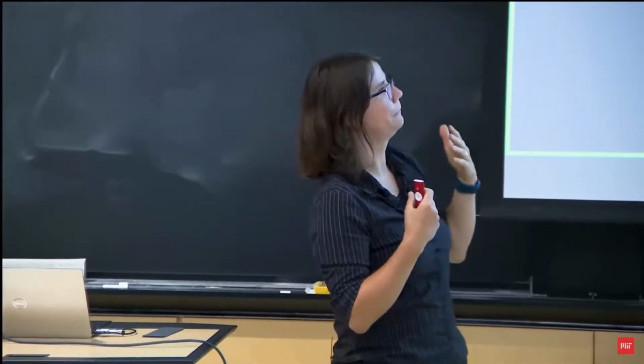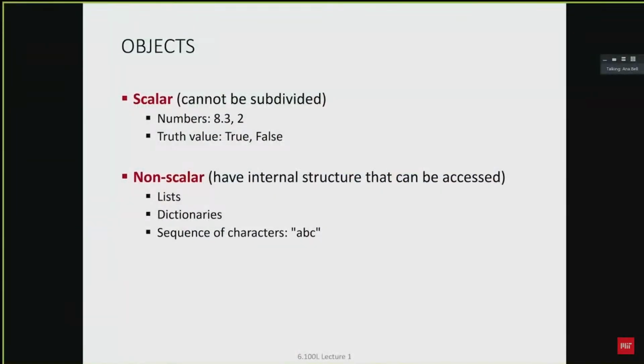And so there are scalar objects, and these are Python's primitives, numbers and truth values. And there are non-scalar objects. We're not talking about these yet. We'll talk about these in a few lectures, but these have some sort of structure. So for example, a list of numbers has a structure because there's a number at the beginning of the list, there's a number at the end of the list, things like that. But a number itself doesn't have a structure, it's just the number.